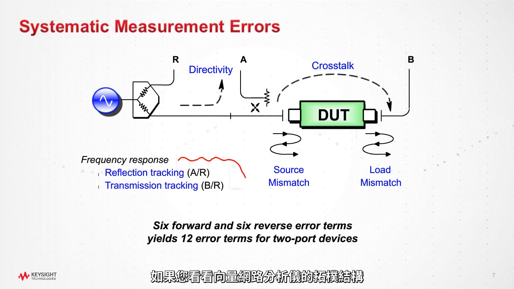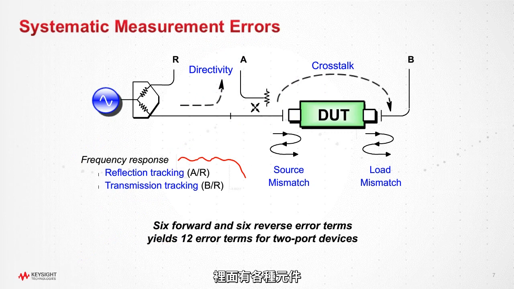If you look at the topology inside the architecture of a vector network analyzer, there are various components inside. Looking from the left to the right of this flowgram, there's a very precise sine wave that then gets split in two different directions by a very high frequency splitter. Then it goes through a directional coupler, through some cabling, eventually going to the device under test. Of course, a vector network analyzer gives you reflection and transmission parameters. So there are various systematic errors that we can correct for.